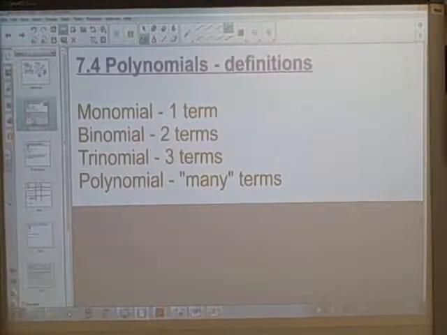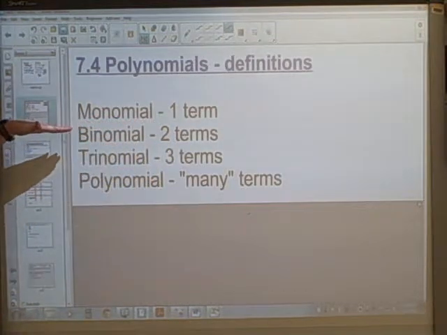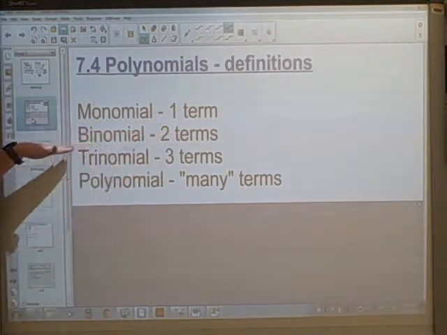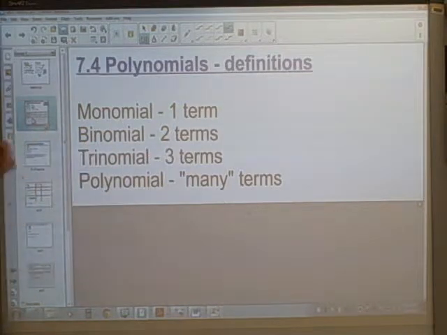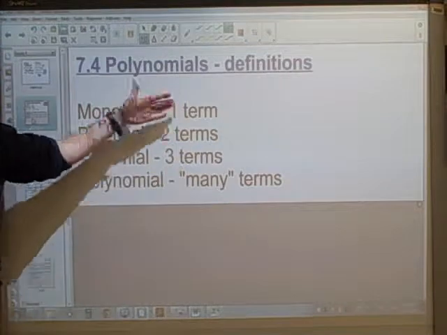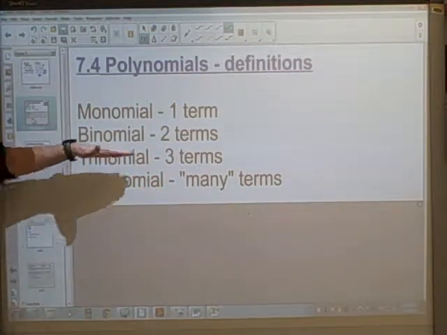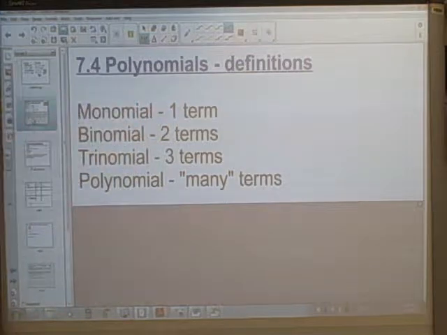There's a lot of vocabulary with this section, and first of all we're going to look at how many terms something has. So if something has one term, we're going to say monomial, two terms binomial, three terms trinomial, and in theory any number of terms could be called a polynomial, so anything over three we're generally going to say it's a polynomial. And if it's specifically one of these, we'll try and use this word of vocabulary.